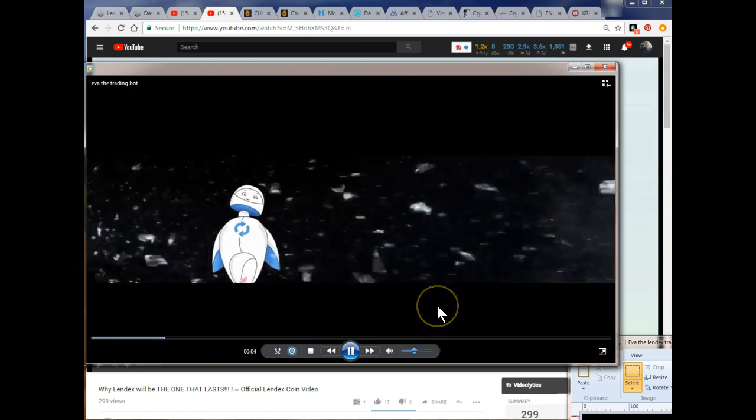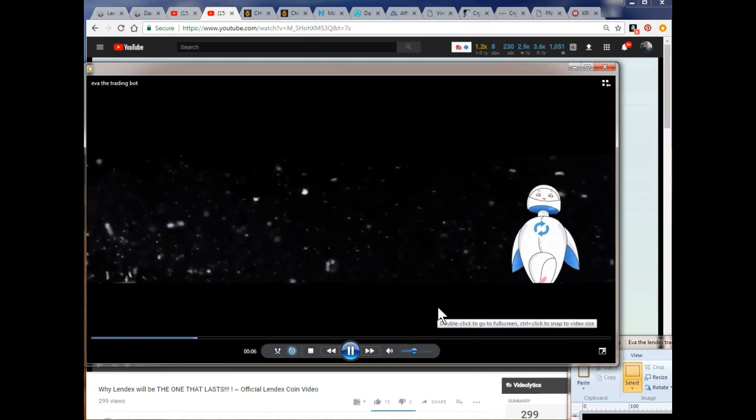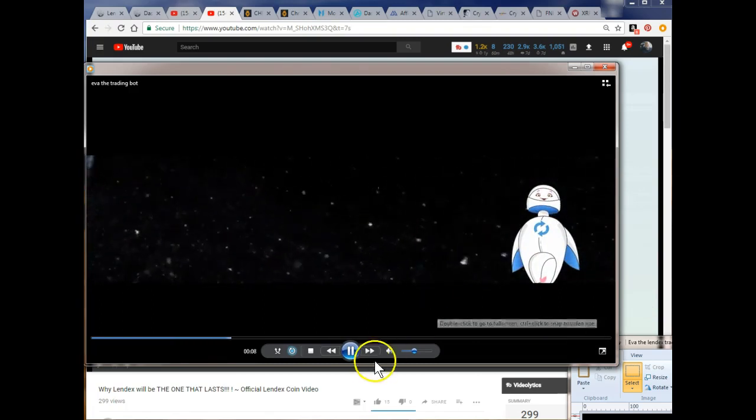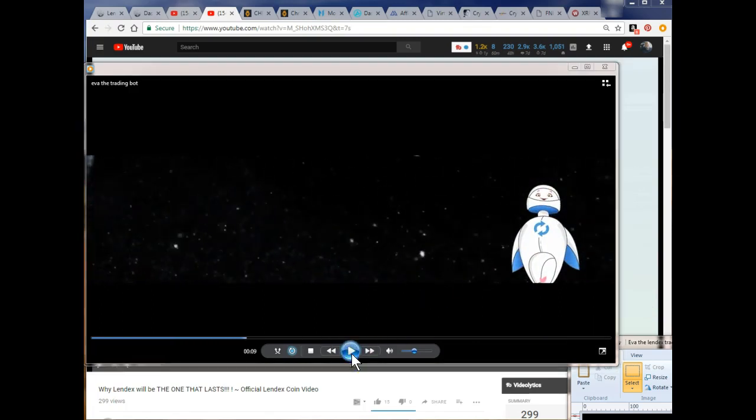Again, I know it's a little cute, a little cheesy, whatever, but I got a kick out of it. It's an update on the platform. When you log into the platform and you click on lending, it says new, and it shows it right there.